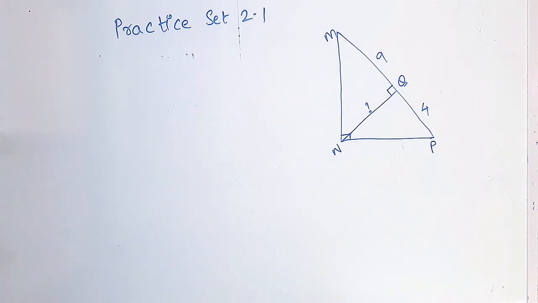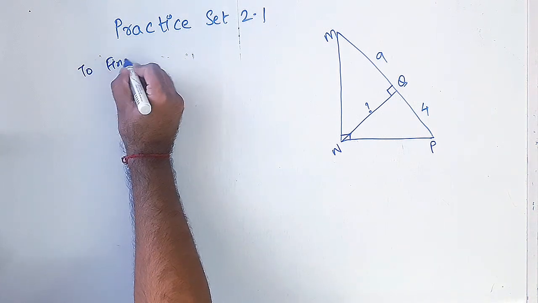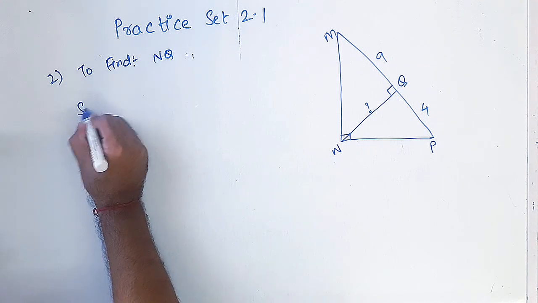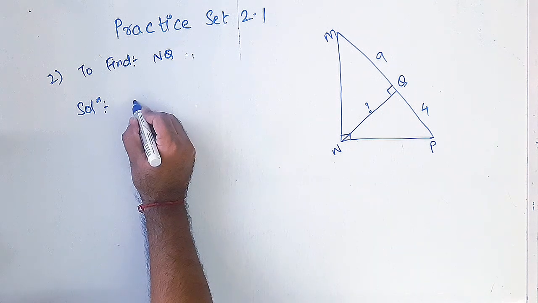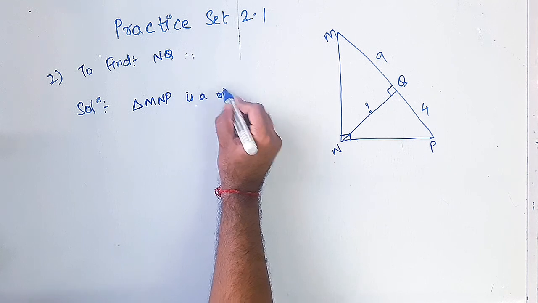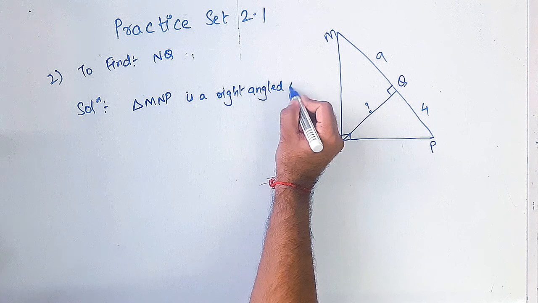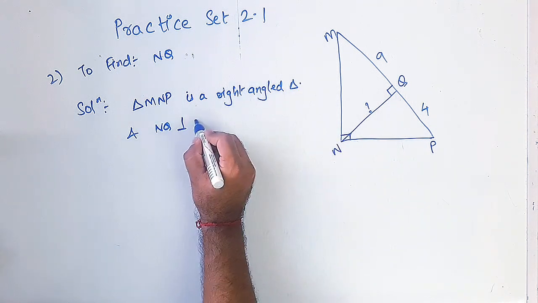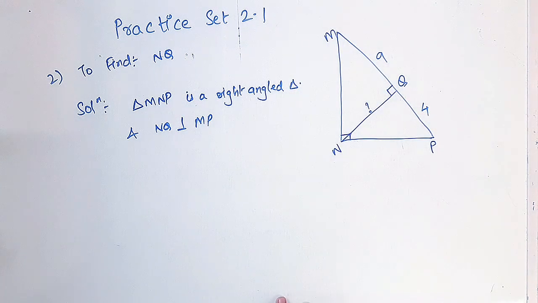So question number 2 is very simple. What we have to find is NQ, and the solution is very easy. You can see triangle MNP is a right angled triangle, and NQ is perpendicular to MP. You can see a perpendicular is drawn to the hypotenuse.